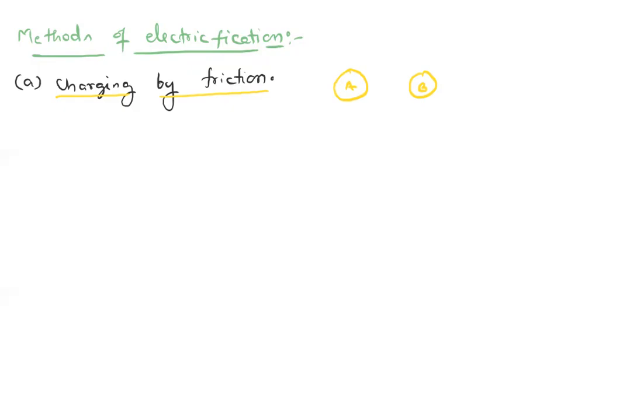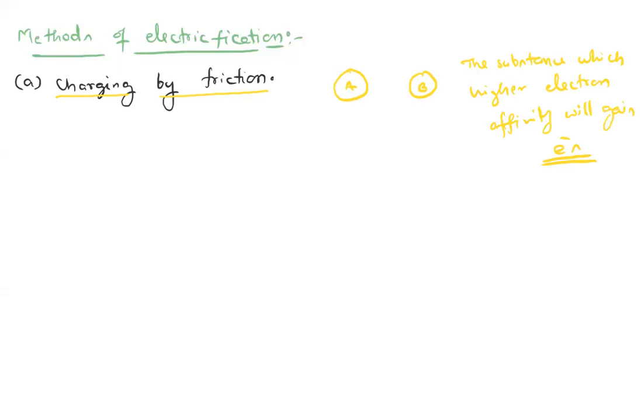Here, which body will gain electrons? The substance which has higher electron affinity will gain electrons, and it behaves like a negatively charged body. The substance which has low electron affinity will lose the electrons and behaves like a positively charged body. This is called charging by friction.